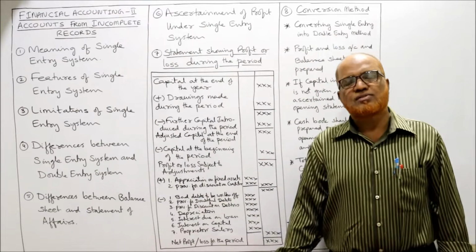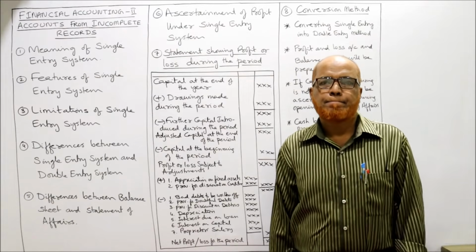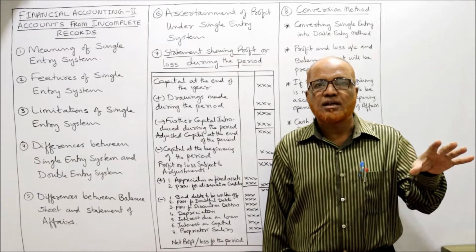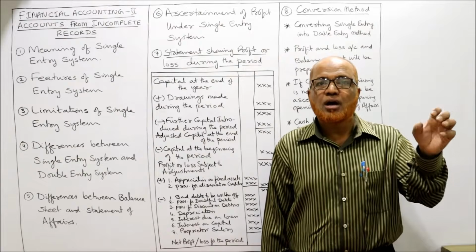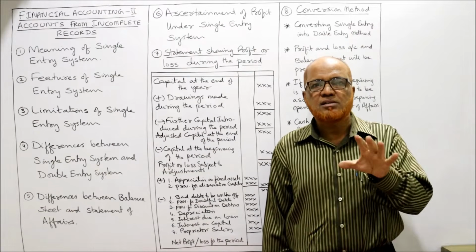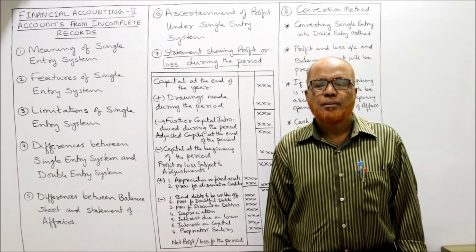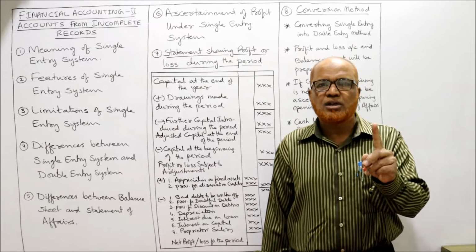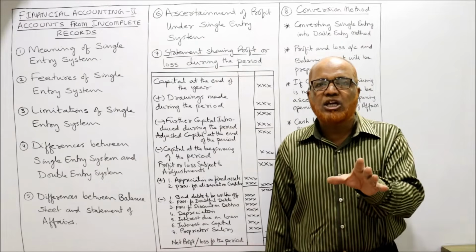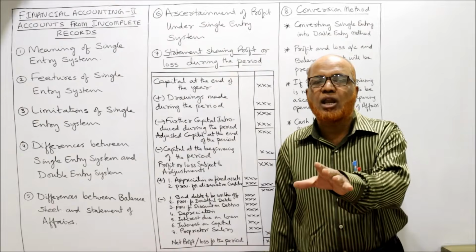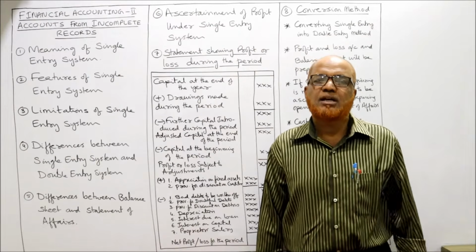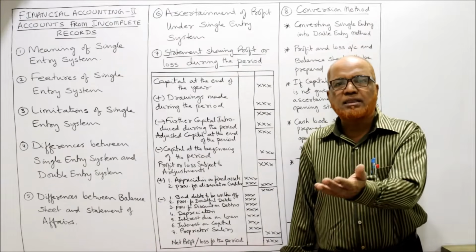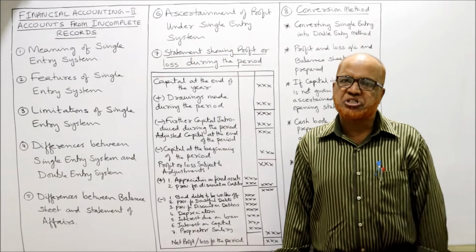Now we'll come to the limitations of the single entry system. It's a defective system. One of the objectives of accounting is to ascertain the true profit, ascertain the financial position, and control the activities of the business. That is the main objective of accounting. But in the single entry system, that objective cannot be attained. The first limitation is that the arithmetical accuracy of the books of account cannot be ascertained, because we cannot make the trial balance.